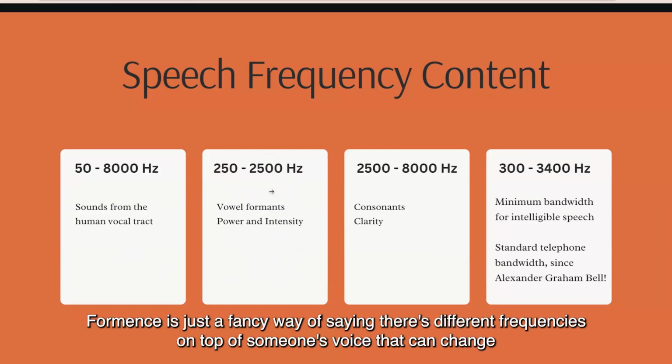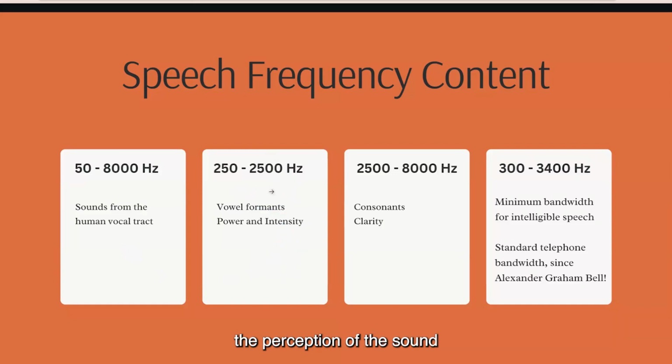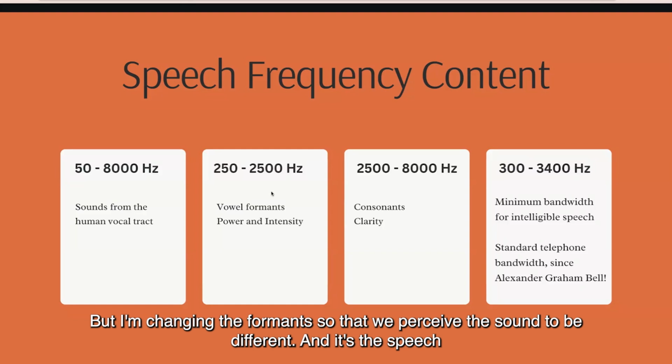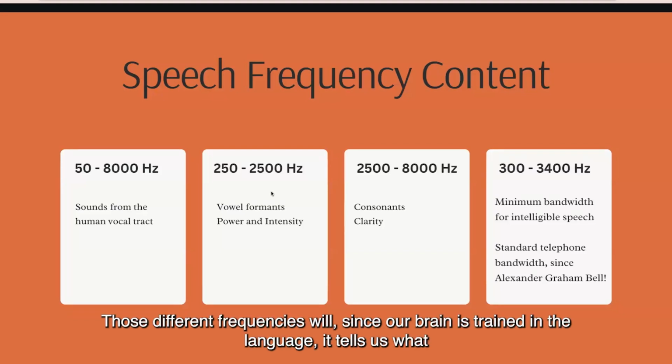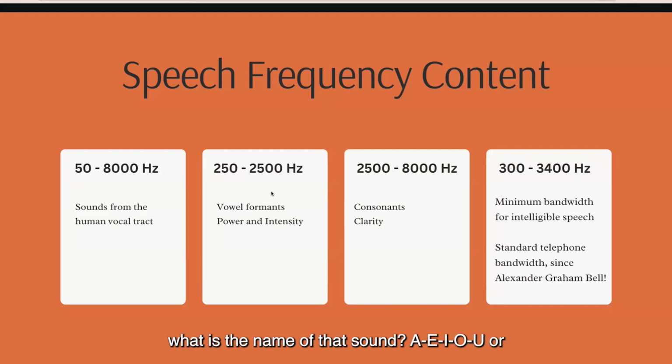Formants is just a fancy way of saying there are different frequencies on top of someone's voice that can change the perception of the sound. So even if I sing a single note, ooh, it's the same note, but I'm changing the formants so that we perceive the sound to be different. Since our brain is trained in the language, those different frequencies tell us what the name of that sound is, A, E, I, O, U.